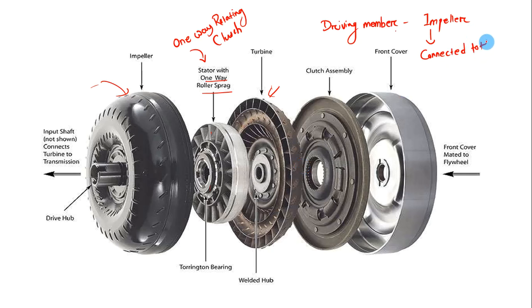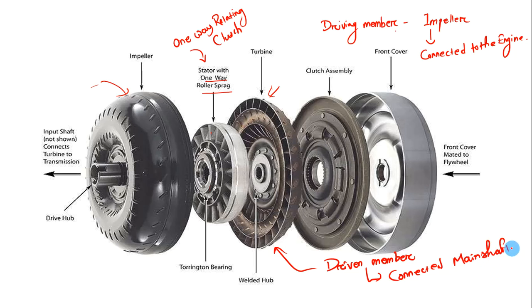Connected to the engine. Then the driven member, this is the turbine. So this is your driven member, and it is connected to the main shaft or propeller shaft.